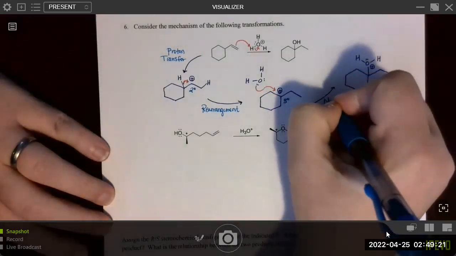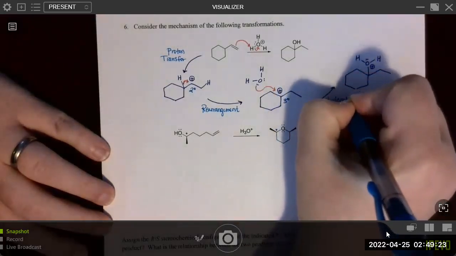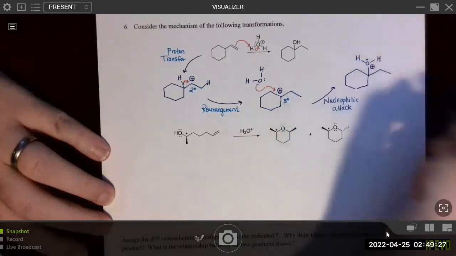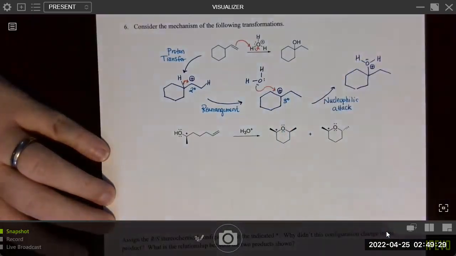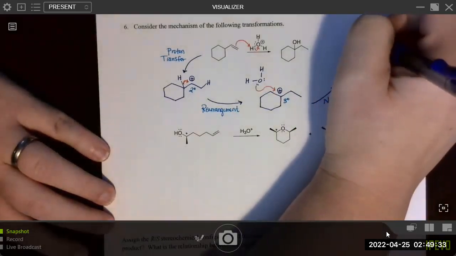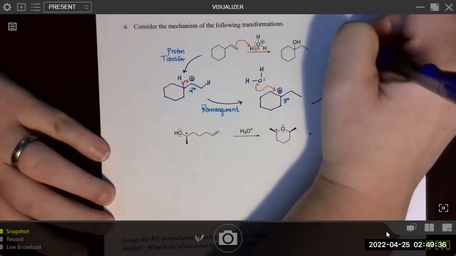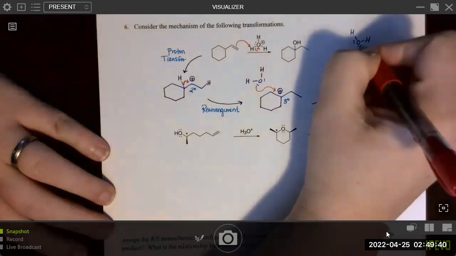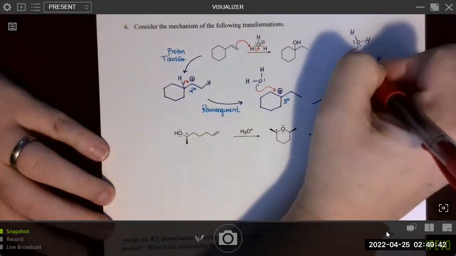Go ahead and label this step. We're still not done. We need to do a final deprotonation. So we'll draw in another water molecule. In this case, it acts as a base and does a final proton transfer.